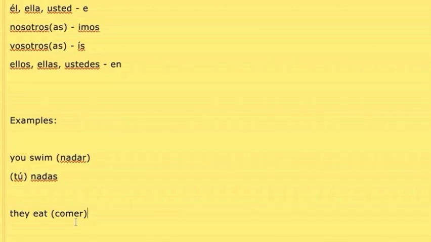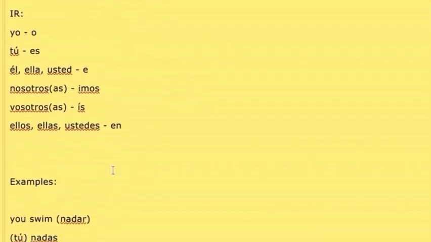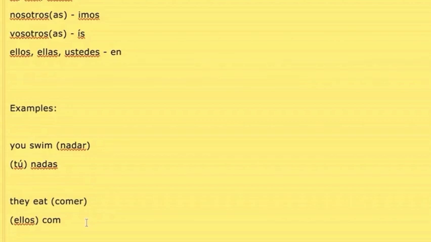Now next is going to be they eat. So first let's start with ellos. Now we're going to go to the they form. So take off the ER. Look for the ellos form. For ER is going to be en. So comen or ellos comen.